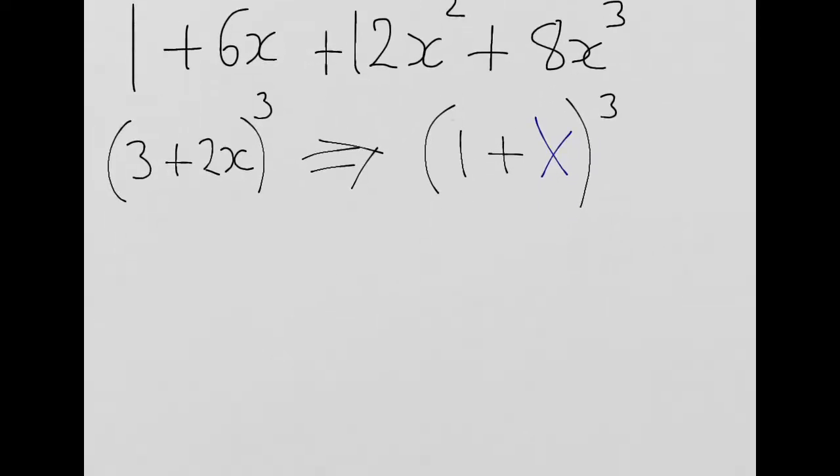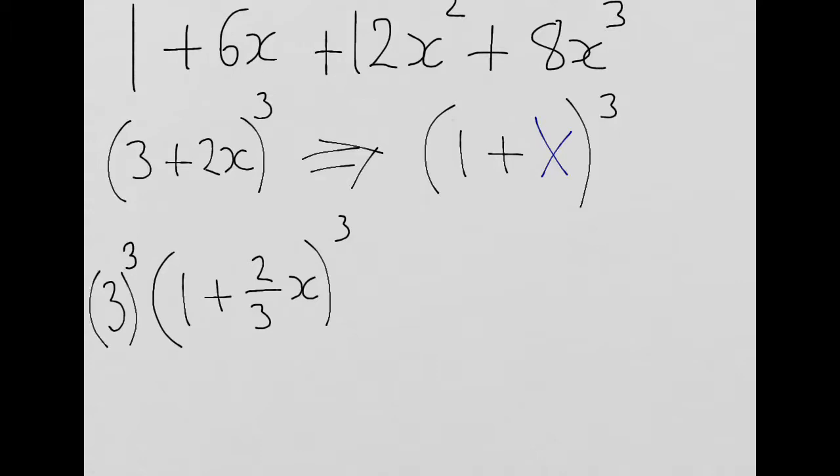Okay, so how are we going to do that? We're going to divide all of our terms inside the brackets by 3. So we'll end up with 1 plus 2 over 3 x to the power 3. Because we divide that by 3, we're going to get a factor of 3 outside the front, and because we pull that outside the brackets, we have to cube that 3 as well.